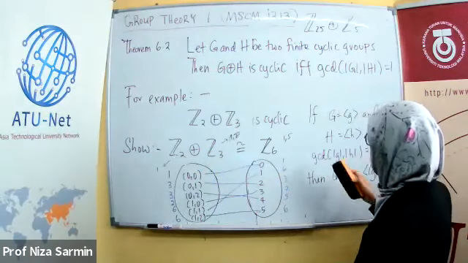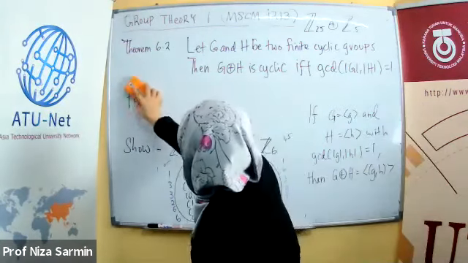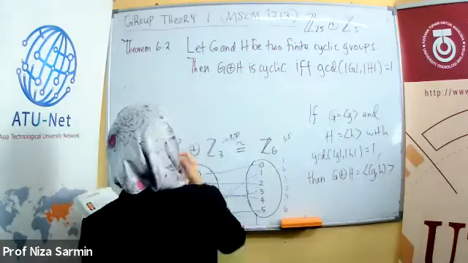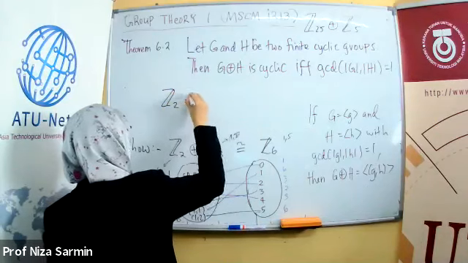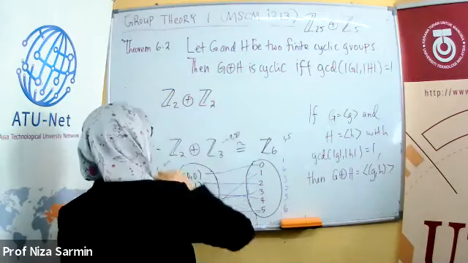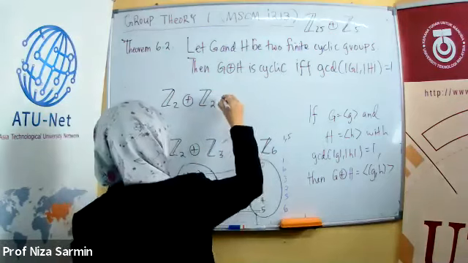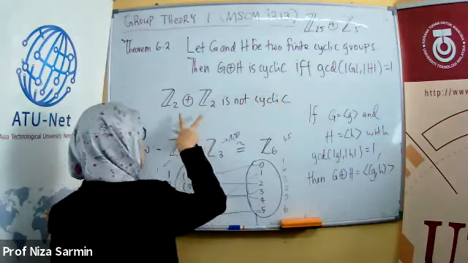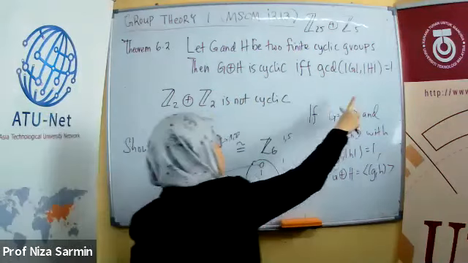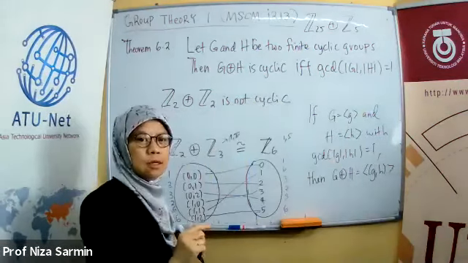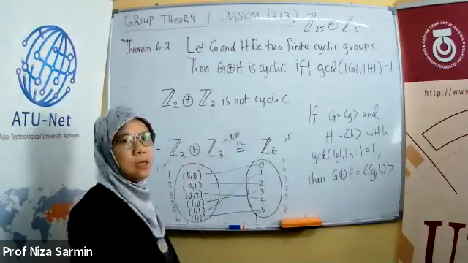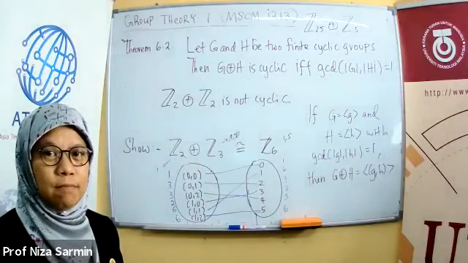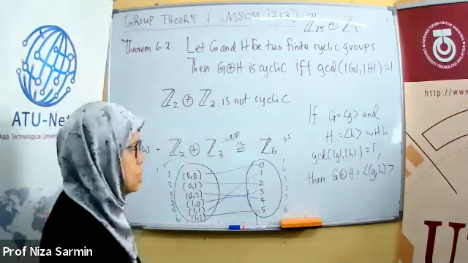Now, another example or counterexample: what about Z2 plus Z2? Is this cyclic? It is not cyclic because the GCD is not 1. Okay, Z2 is cyclic, but the GCD is 2. It's not 1. Why is it not cyclic?